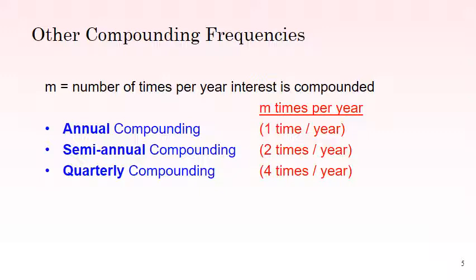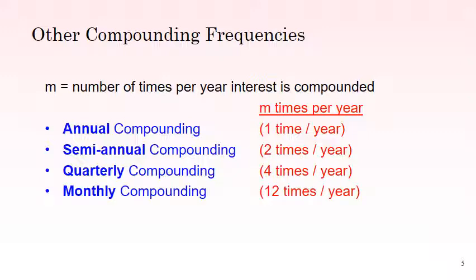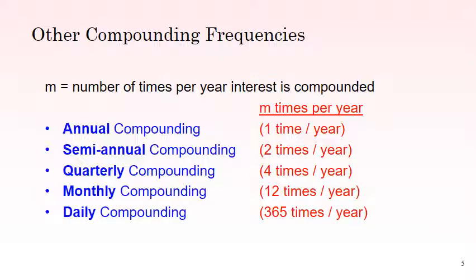Quarterly compounding will be 4 times per year. Monthly compounding will be 12 times per year. Daily compounding is 365 times per year. And continuous compounding will be compounding continuously, in the sense of perpetual, forever.